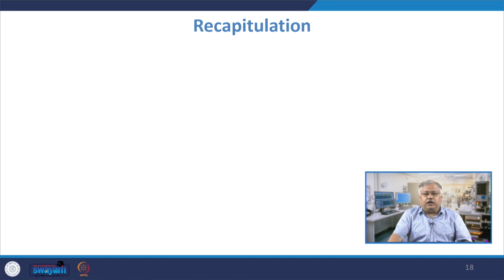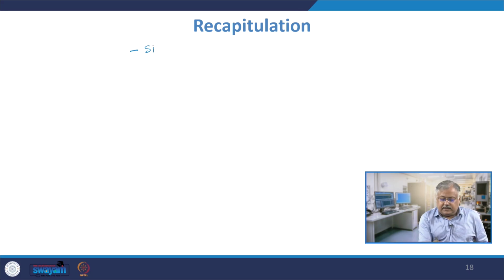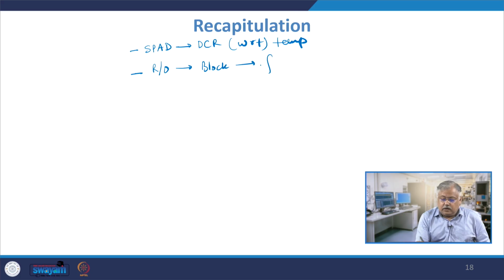So, let me recapitulate what we did during this lecture. We learned about the basic idea of SPADs and how the DCR varies with respect to temperature. We looked into the meaning of SPAD and DCR, and their functionality. Then in the previous part, we looked into the various readout circuitry and block diagrams and their functionality, and we also looked at various optimization techniques for getting the best SNR in the output.